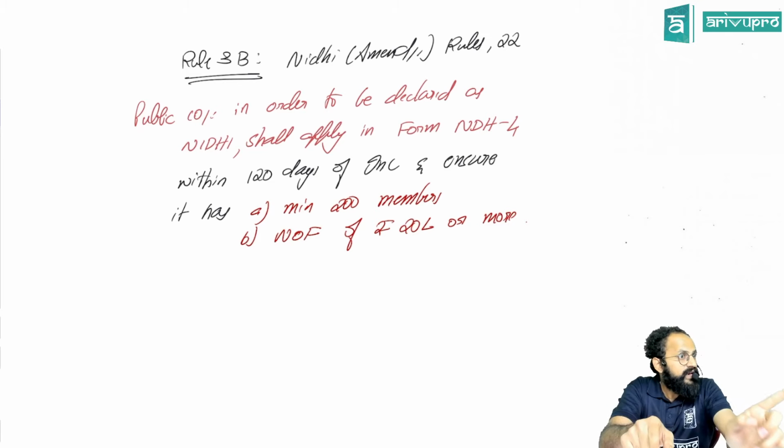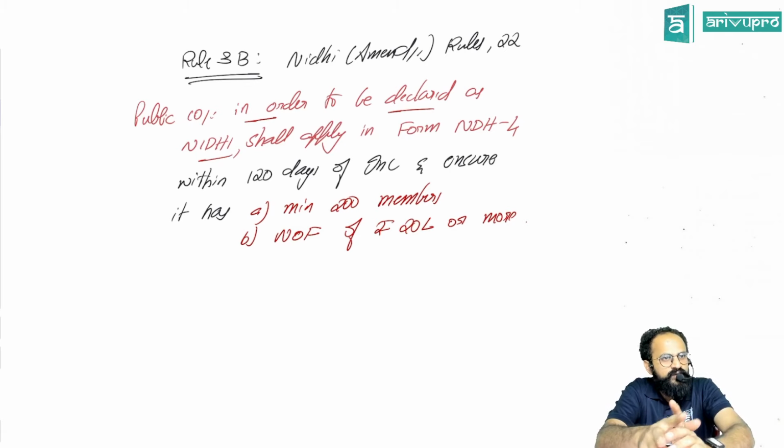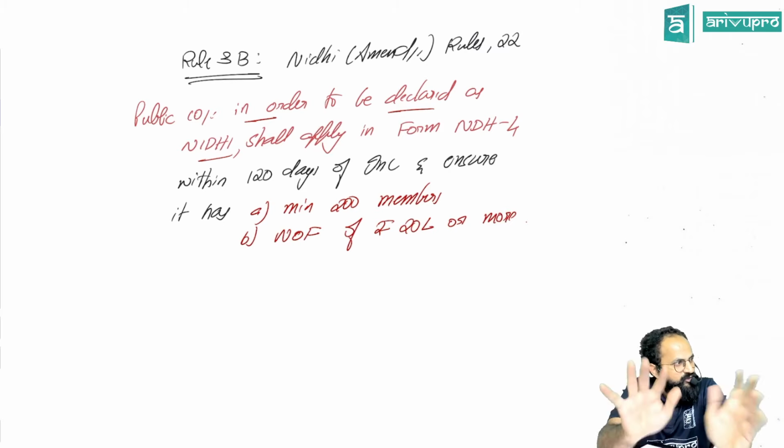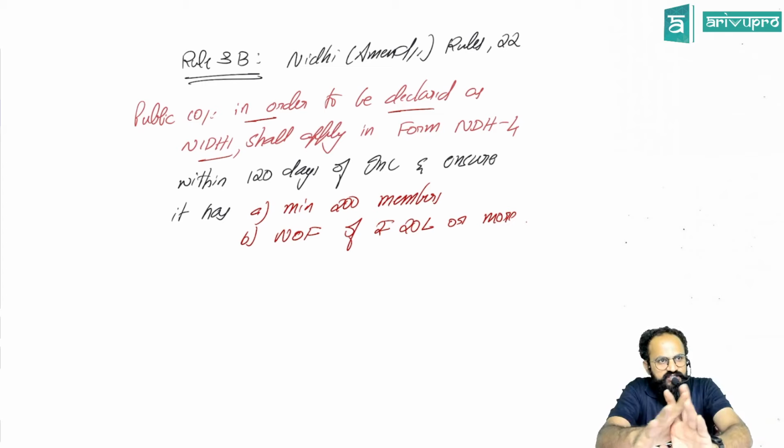Understood? People, earlier what used to happen, you used to start as a NIDHI company. Within 1 year, you have to prove that, yes, I'm satisfying the condition. Now, what is the thing, people? A public company, in order to be declared as NIDHI, meaning what? In this 120 days, you are not a NIDHI. In this 120 days, you will just be working towards becoming a NIDHI. On the 120th day, if you are successfully filing NDH4, if you are satisfying all the conditions, only then you will be declared as a NIDHI company.